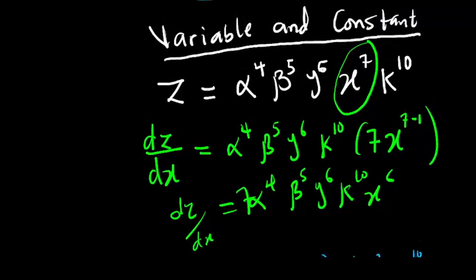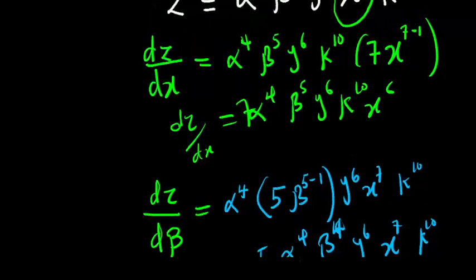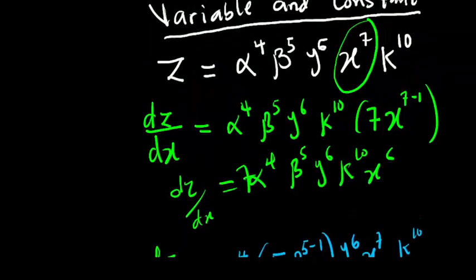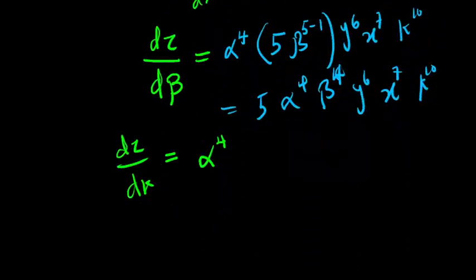Now, let me do this last one. The z, the k. Now, every other thing, apart from k, they are all what? They are all constants. So that means alpha raised to power 4 is a constant.